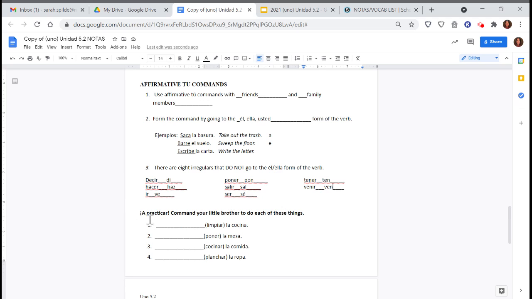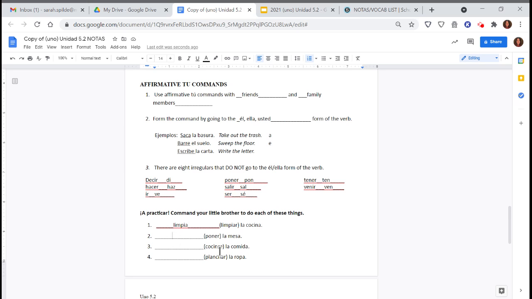So for example here, let's look at a couple practice sentences. It says, command your little brother to do each of these things. So you want to tell your little brother, clean the kitchen. So we have limpiar and la cocina. So limpiar is an AR verb, so I'm going to use the a ending. So I would say limpia la cocina. And that is telling him, clean the kitchen. It's an instruction, a command, telling him what to do.